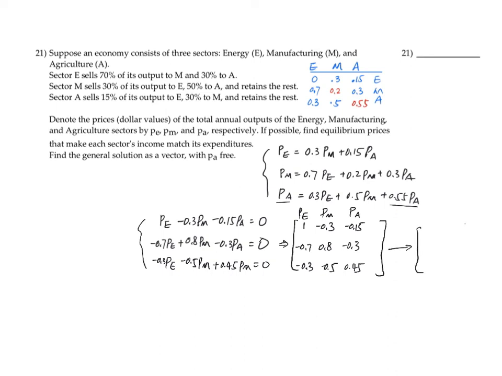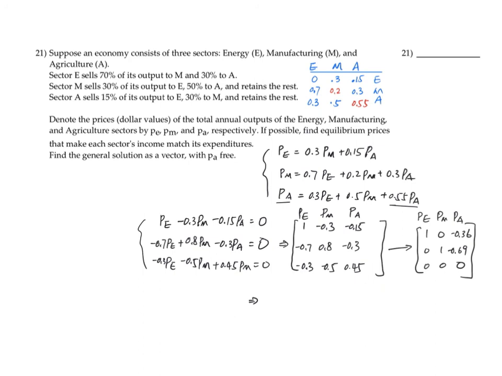Now once you RREF it in your calculator, the first row is this: 1, 0, negative 0.36, then 0, 1, negative 0.69, and the last row is 0, 0, 0. So therefore, again one more time, this is PE, PM, PA, and you still have the last column of 0, 0, that's the constant column, right? So you need to move this to the other side when you write it out.